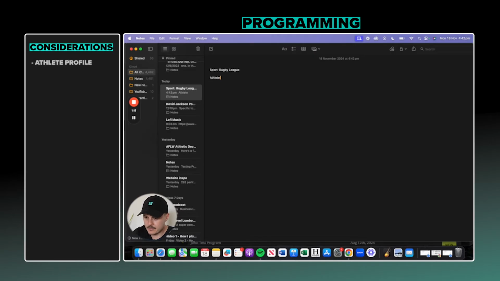Athlete is a fullback, 16 years old, moderate strength training background.